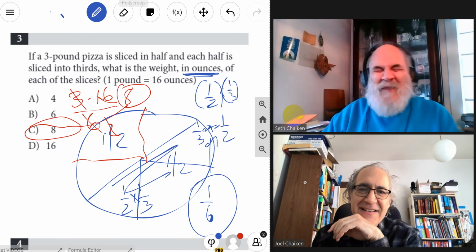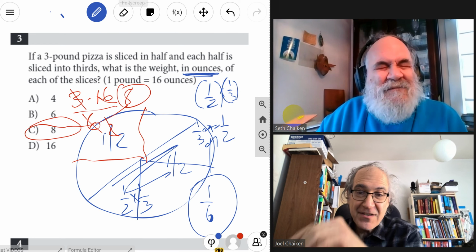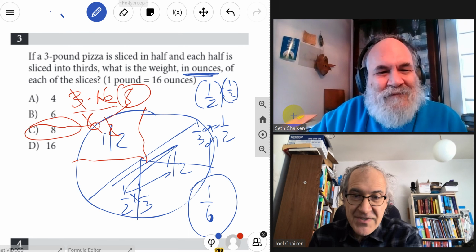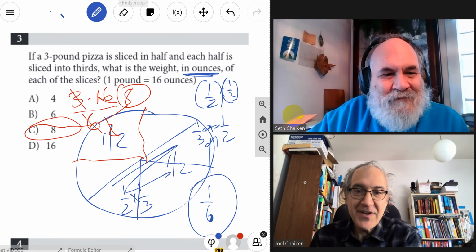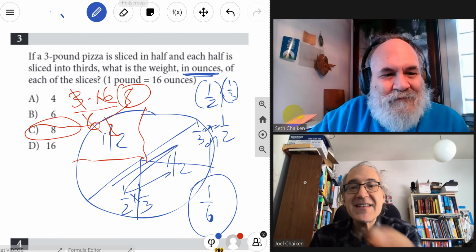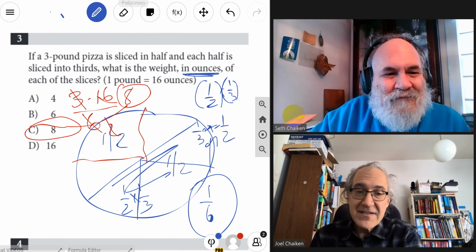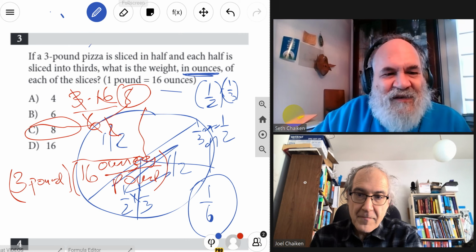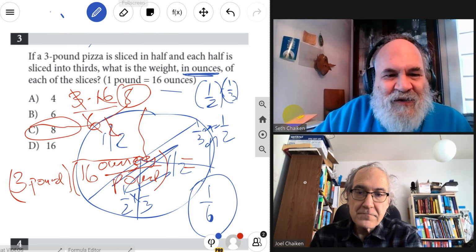Exactly. But you have to be cognizant of all these things. It's a 3-pound pizza, and 16 ounces per pound, so you're talking about 48 ounces, or 3 times 16. Then you have to divide by 6. The pounds cancel, leaving ounces.